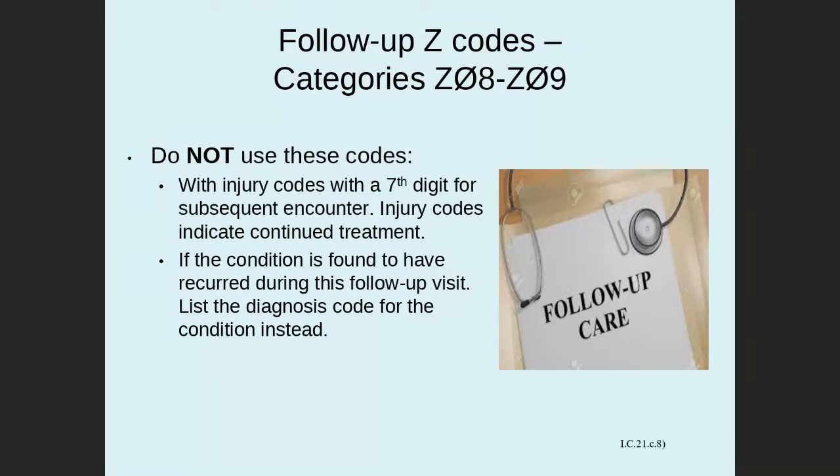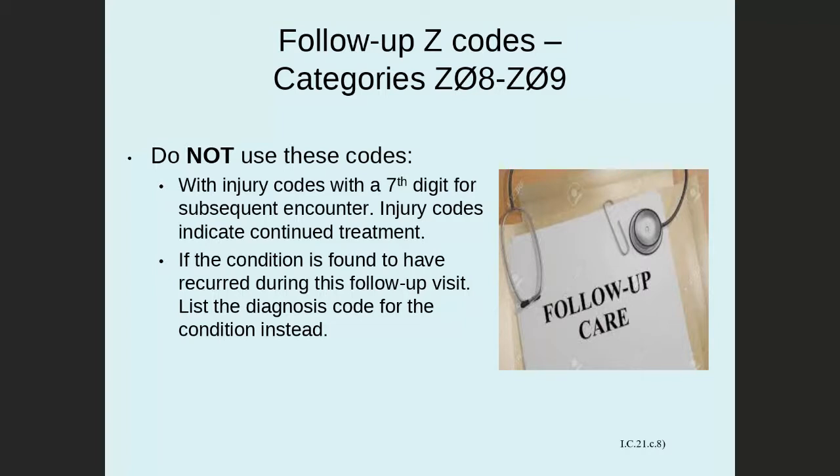They're not used with injury codes. You'll remember that injury codes have a 7th digit, a final digit for subsequent encounter. If you have an injury code with a 7th digit for subsequent encounter, that means the injury is still being treated. Remember, follow-up codes mean that the patient is cured, no more treatment for the condition.